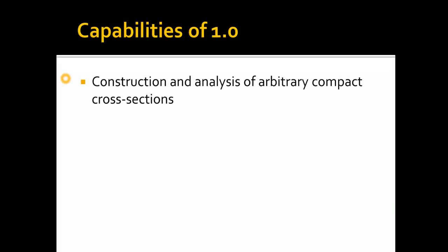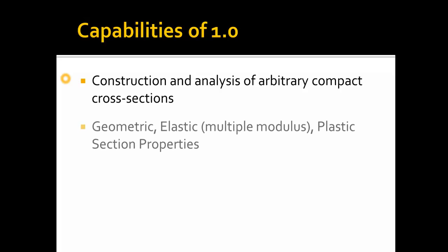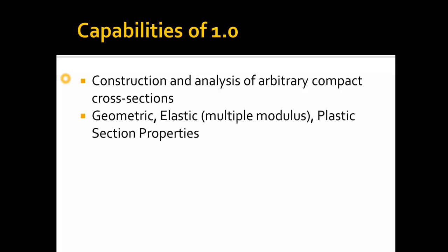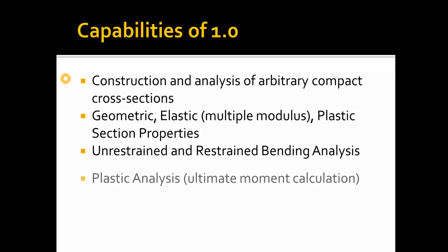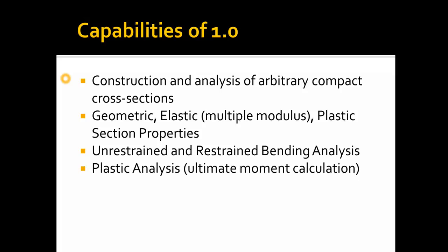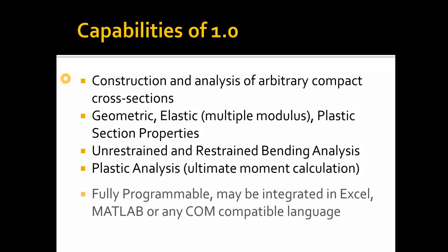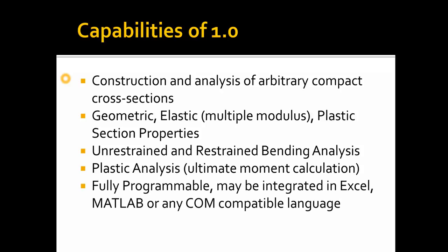1.0 addresses the construction of arbitrary compact cross-sections. It does geometric, elastic, and plastic section properties. It does restrained and unrestrained bending analysis. And it does plastic analysis, which is calculating the rupture moment on a cross-section. And last but not least, it's fully programmable so that it can be integrated in Excel or MATLAB or any COM-compatible language like Active Perl, Active Python.